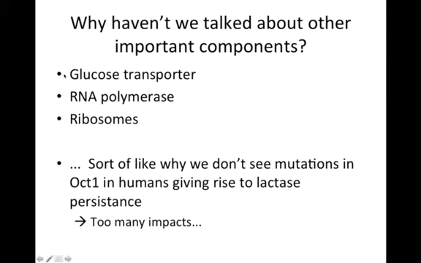It's basically because those are the ones that were observed in the laboratory while studying E. coli, so those are the ones we know about. And one more thing is it sort of relates back to our case of OCT1 in humans.